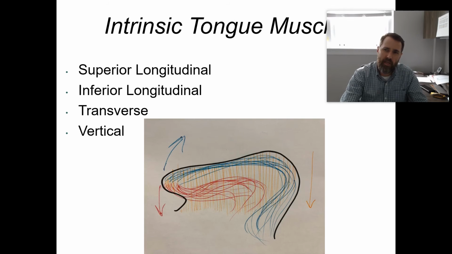So the four intrinsic muscles of the tongue are the superior longitudinal, inferior longitudinal, transverse, and vertical muscles. And they each work to move the tongue in a different way. And they're intrinsic muscles of the tongue, so they are essentially the tongue.